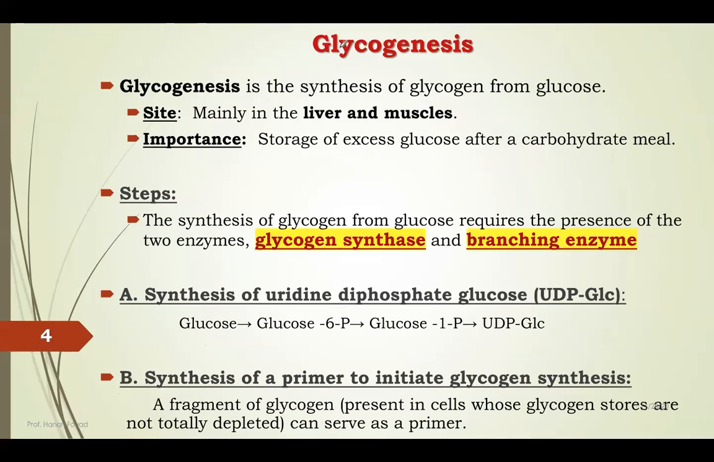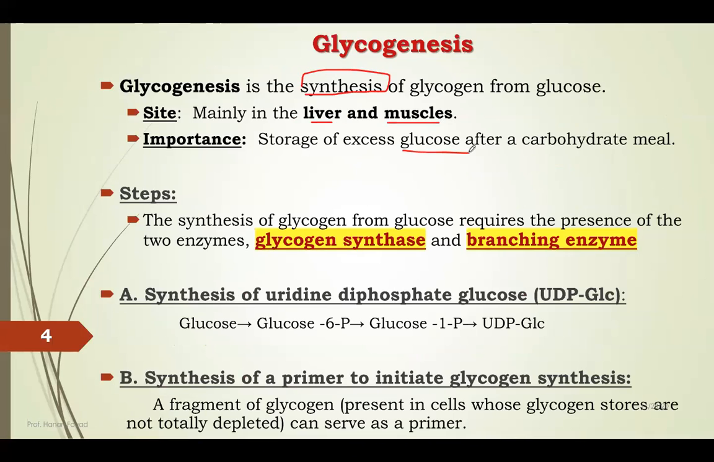Glycogenesis means the building of glycogen. Building of glycogen, or synthesis, means to link glucose units together. Several hundred glucose molecules should be linked together by a covalent bond called the glycosidic bond. The synthesis of glycogen occurs in the liver and muscles. The function is to store glucose, a storage form of energy.